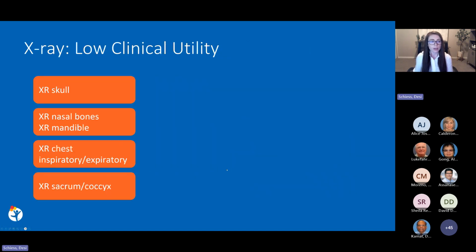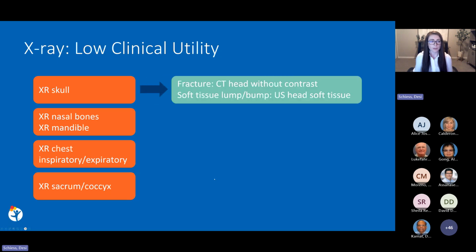Another tip is that certain x-ray exams are typically of low clinical utility. For example, skull x-rays are rarely helpful. If there's concern for a fracture, it's better to just get a CT head, whereas if there's a soft tissue lump or bump, start with an ultrasound.